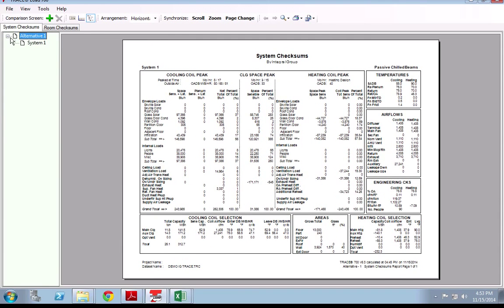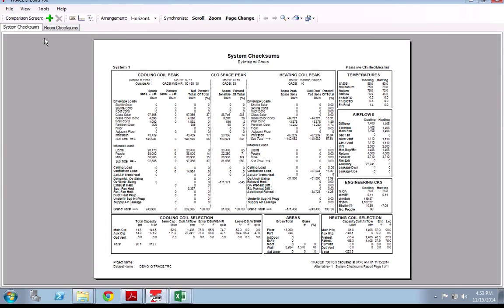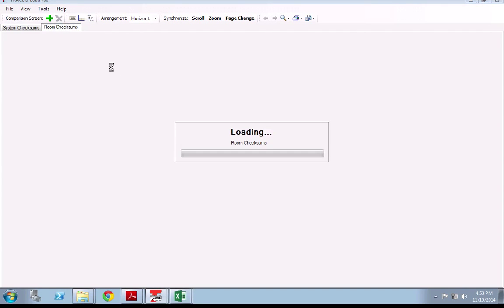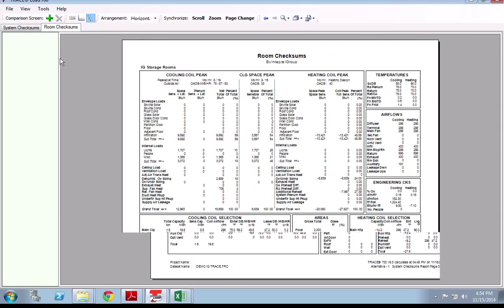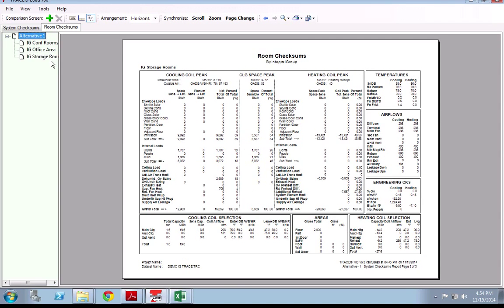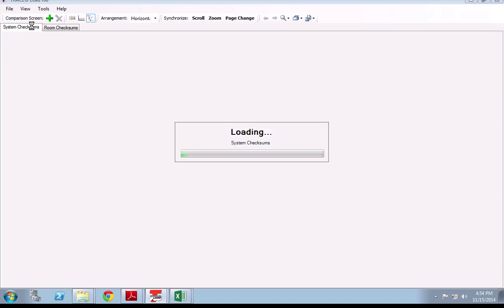There's a group tree here, you can see. If I expand the group tree, if I had more than one system, there would be multiple ones in there. The room checksum looks exactly the same once it gets loaded here. It starts with the first room on our tree, and you can see there's a blue arrow to go to the next room. On the next room, I could leave the little tree open. We could see our three rooms. So these reports between the room and the system look exactly the same.